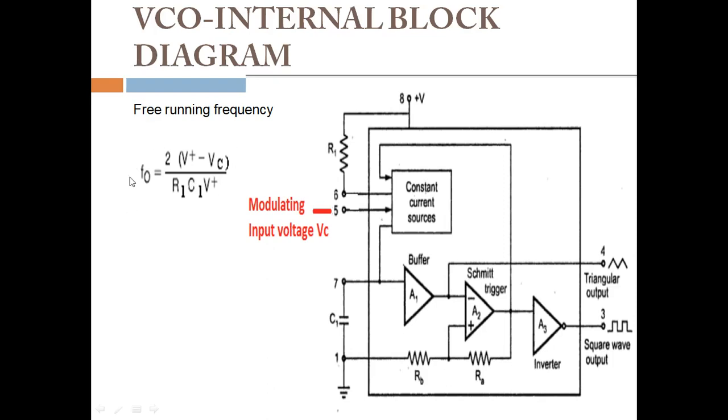This is the free running frequency equation: f0 = 2(V+ - Vc) / (R1 C1 V+). This V+ is nothing but the supply voltage. From this equation, we can learn that the output frequency does not depend only on the R and C values, it also depends on the modulating input voltage Vc. In this way, the output frequency is controlled by this input modulating voltage.